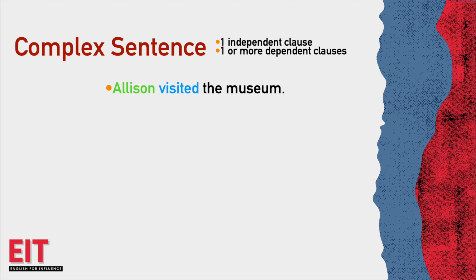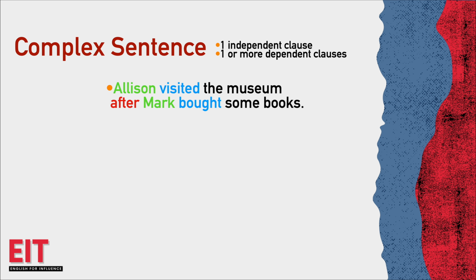So Allison visited a museum, so that's one independent clause. And another independent clause, Mark bought some books. Now, in order to make this a complex sentence, I have to make one of them a dependent clause. And how do I do that? Allison visited the museum after Mark bought some books. So now we have one independent clause and one dependent clause, and we were able to join them by using a subordinating conjunction, after.